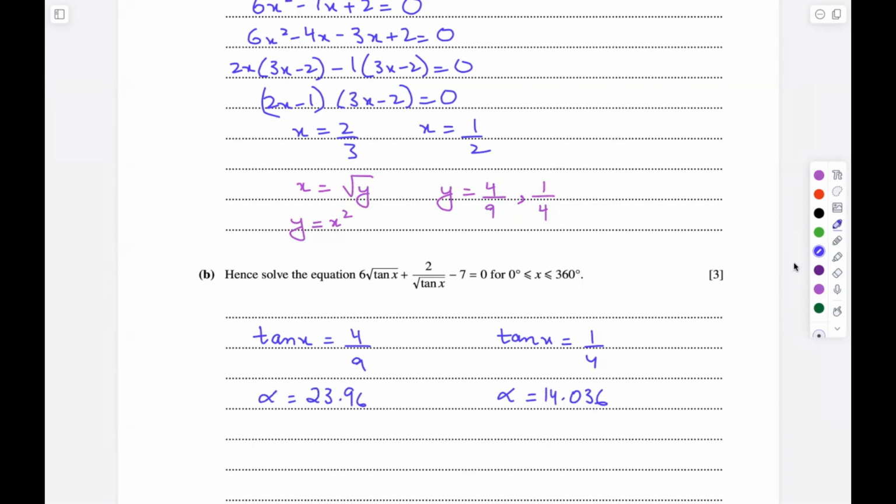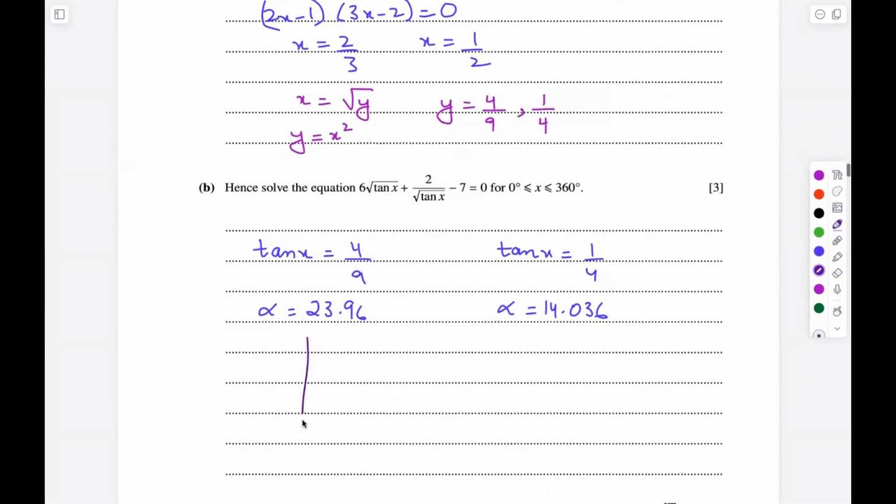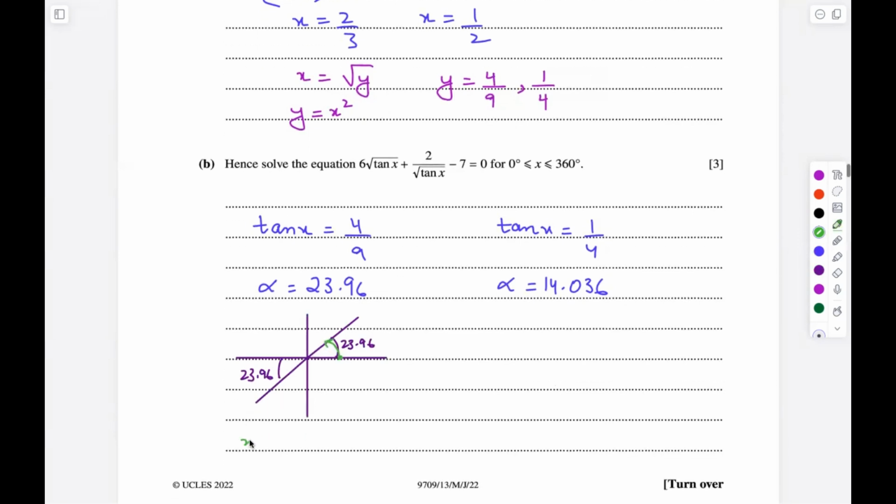Now, making both of these basic angles in the positive quadrants of tan, we'll be making 23.96 in the first quadrant, and tan is positive in the third quadrant, so we'll be making 23.96 in the third quadrant as well. Now, to find the value of x, we'll measure x from the x-axis anti-clockwise. So one of the values of x will be 23.96, and the other value will be 180 plus 23.96, which will be equal to 203.96.